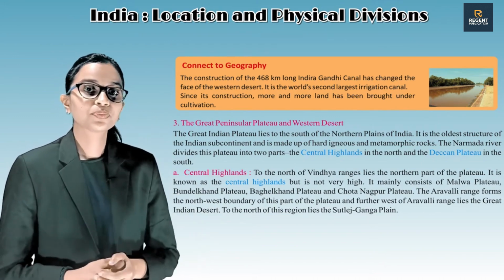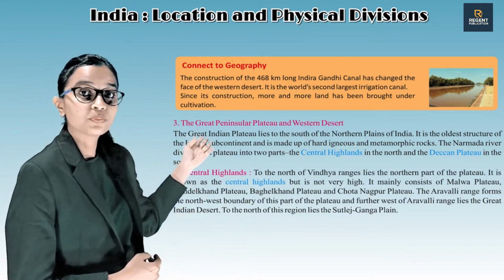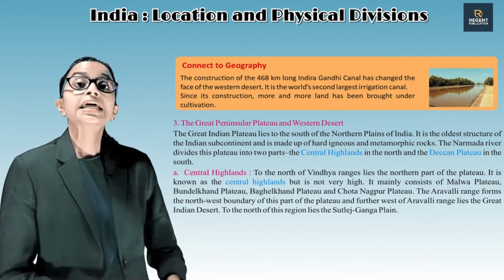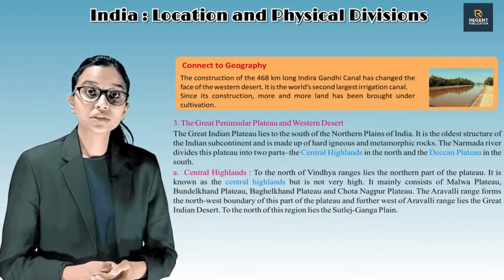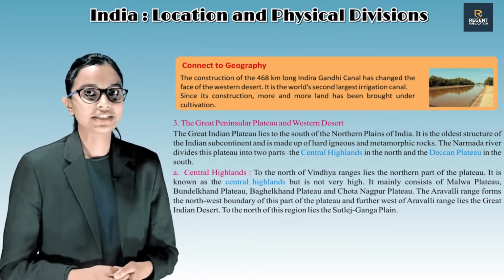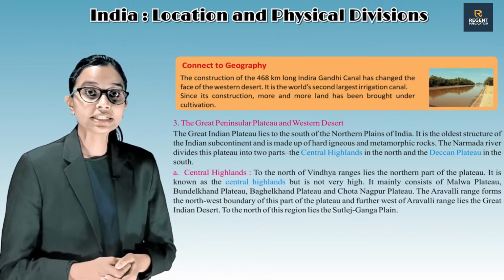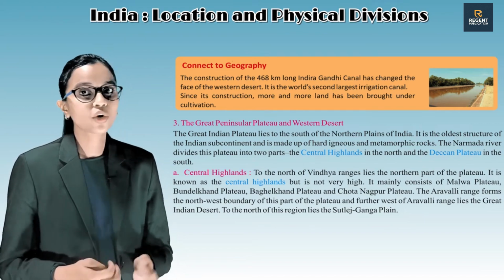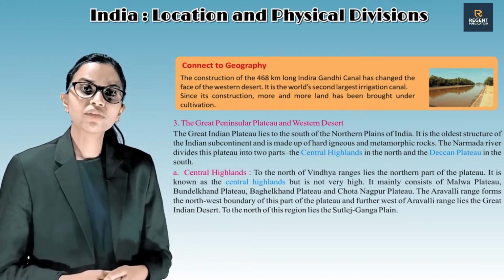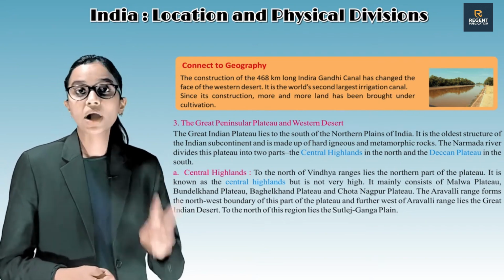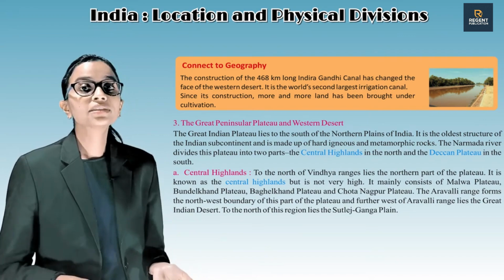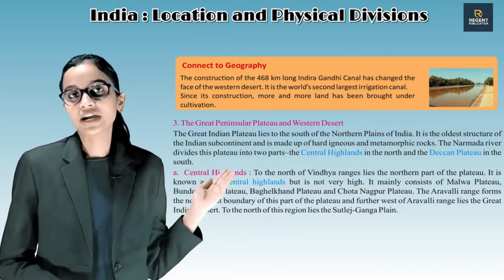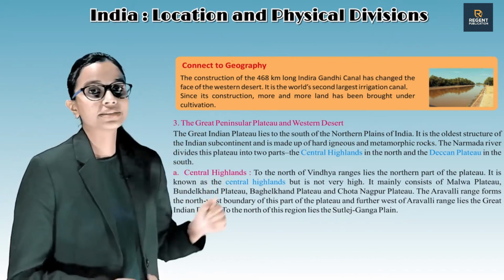Third one is the Great Peninsular Plateau and Western Desert. The Great Indian Plateau lies to the south of the northern plains of India. It is the oldest structure of the Indian subcontinent and is made up of hard igneous and metamorphic rocks. The Narmada River divides this plateau into two parts, the Central Highlands in the north and the Deccan Plateau in the south. A part, Central Highlands.